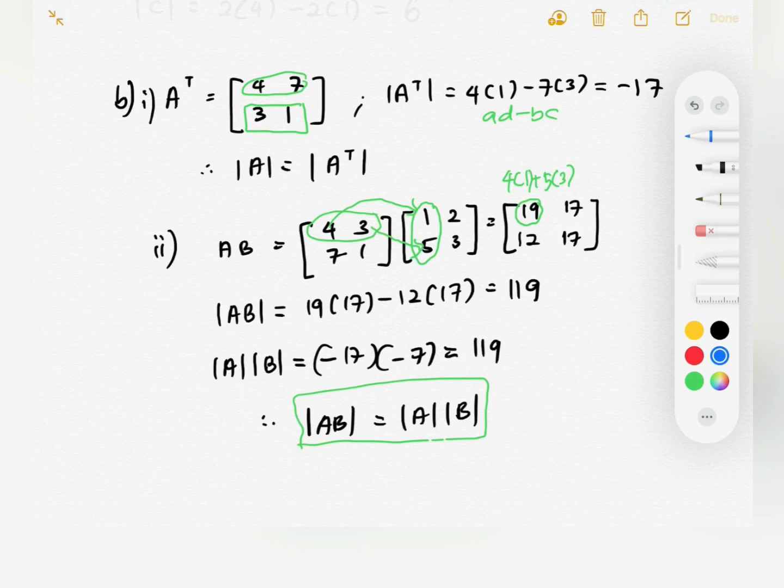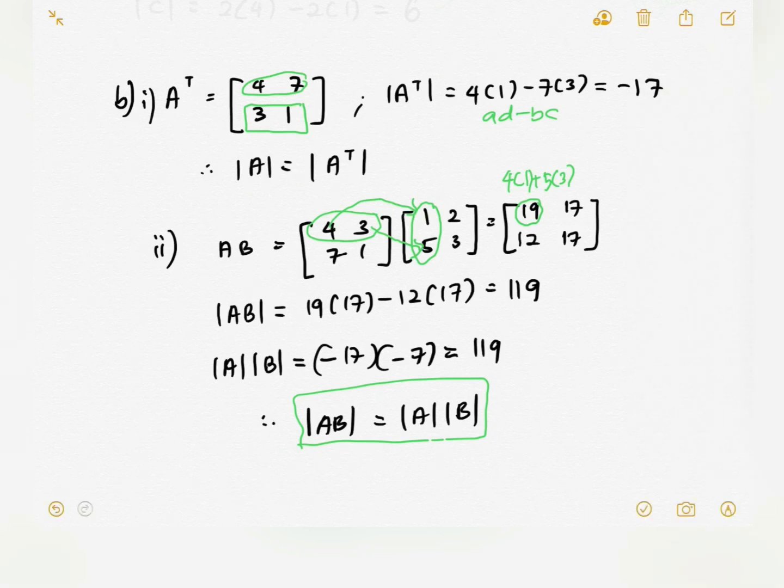Let's look into another one. For example, this 17. This 17 is actually from the second row with the second column, so 7 times 2 plus 1 times 3, then you get 17.